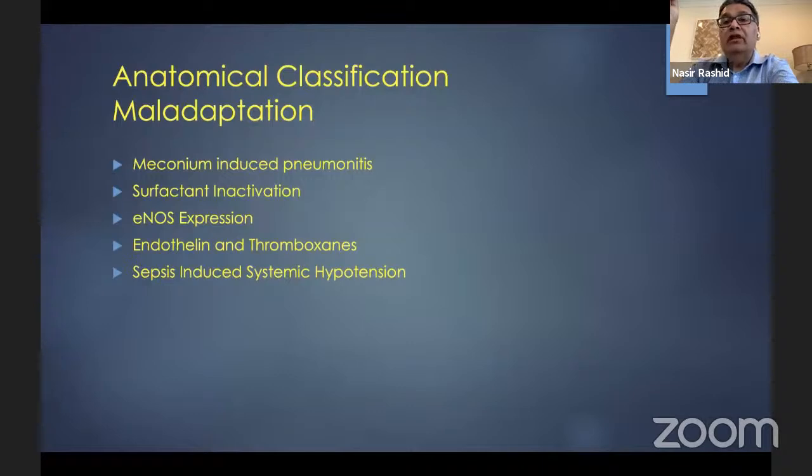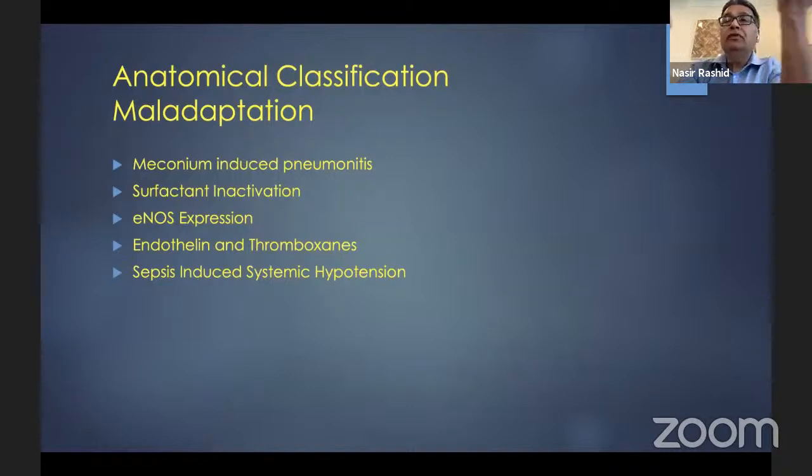That pneumonitis will lead to surfactant inactivation, which will also cause decreased endothelial nitric oxide synthase expression. The same meconium-induced pneumonitis will lead to increased levels of endothelin and thromboxanes. And remember, these are powerful vasoconstrictors, and these vasoconstrictors will lead to the increased pulmonary vascular pressure. And then over the top of this, in this meconium passage, these babies can also be septic. And if they are septic, they will have hypertension.